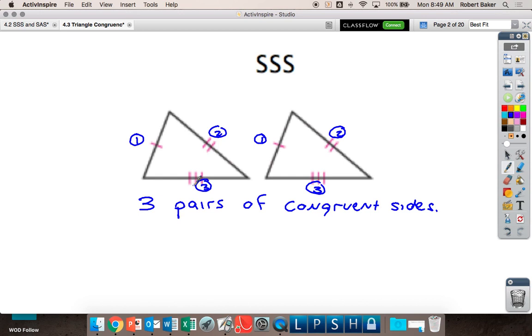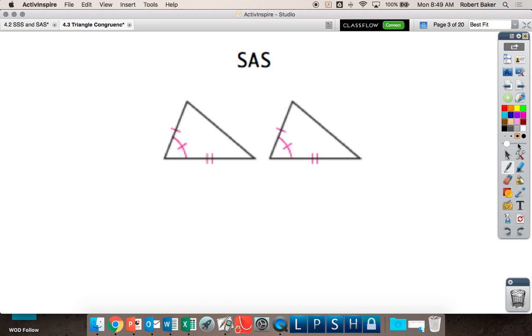Another one that we also covered was the side angle side shortcut. Can you do better about reminding me what the side angle side shortcut looks like, sounds like, means? What do you see? An angle between 2 pairs of congruent sides. Okay, 2 pairs of congruent sides.